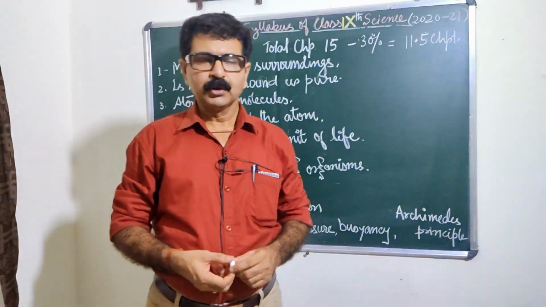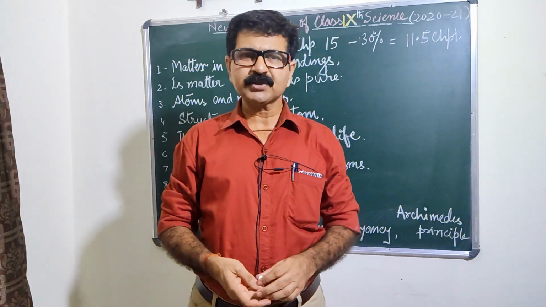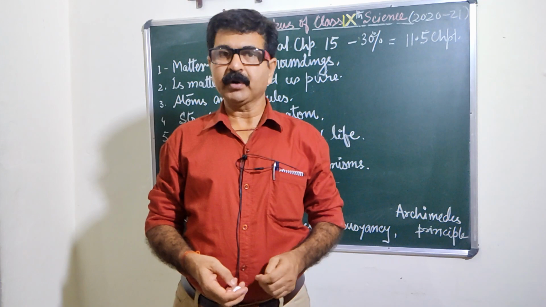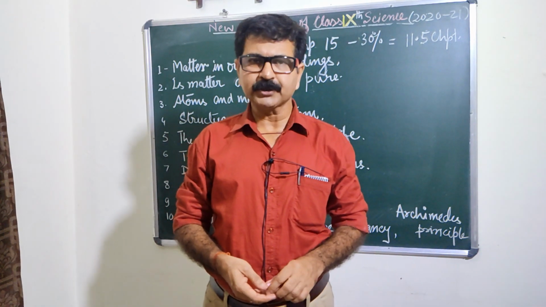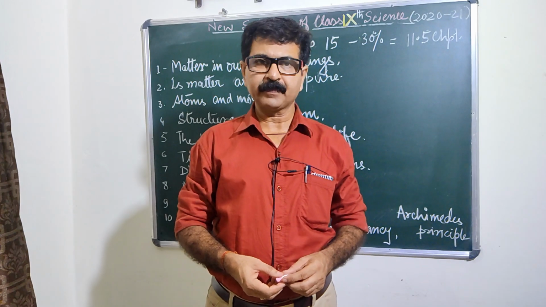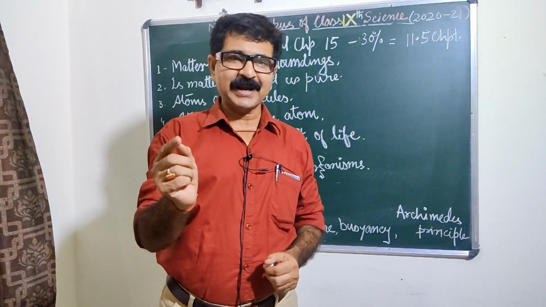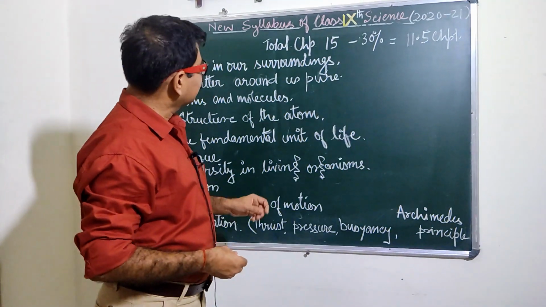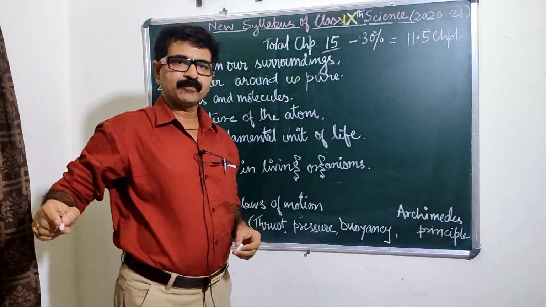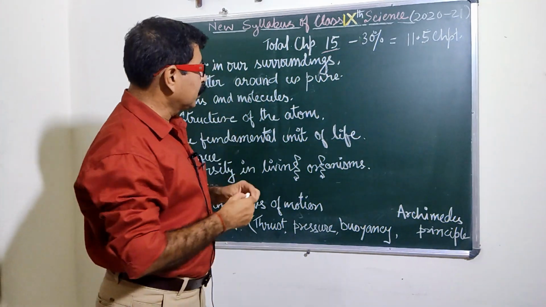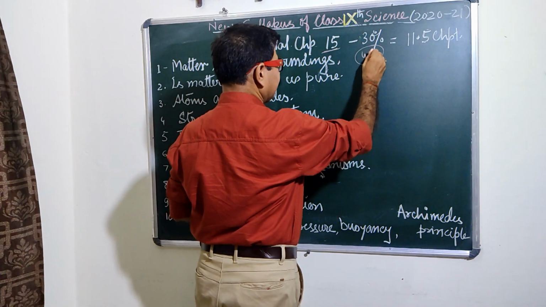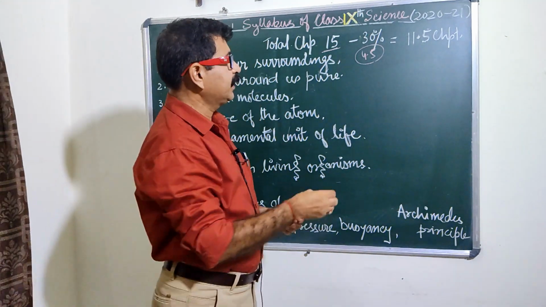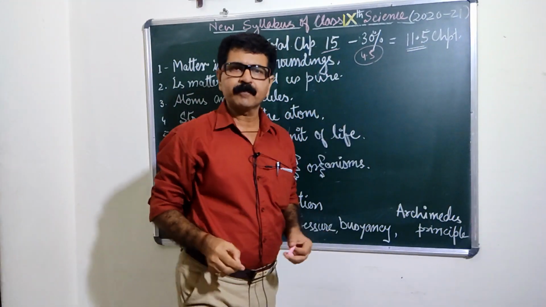So students, today we are going to discuss the new syllabus of science for the session 2020-21. Due to the COVID conditions, the CBSE has reduced, or we can say rationalized, the syllabus of science by 30%. Earlier there were 15 chapters. So if we take 30% of that, it is 4.5. So 4.5 chapters have been reduced by the CBSE. Now we are having 11.5 chapters.